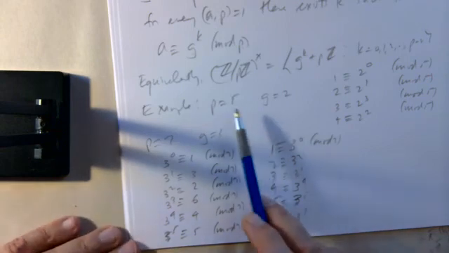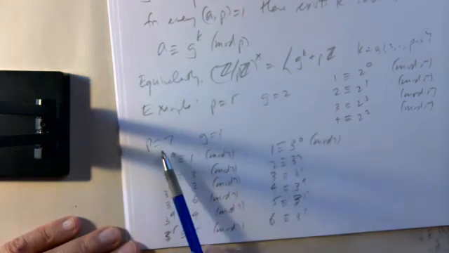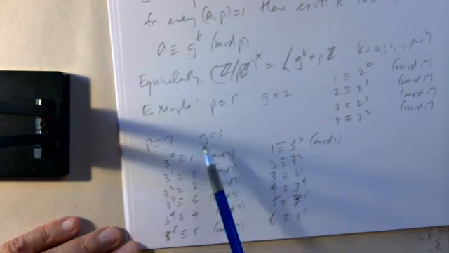So for example, mod 5, g equal 2 is a primitive root. For p equals 7, g equal 3 is a primitive root.